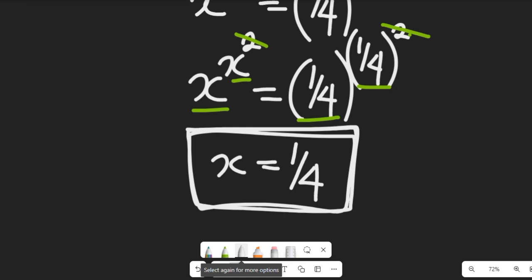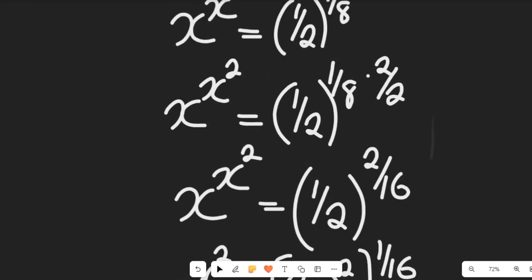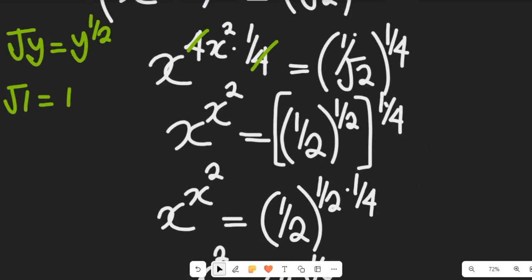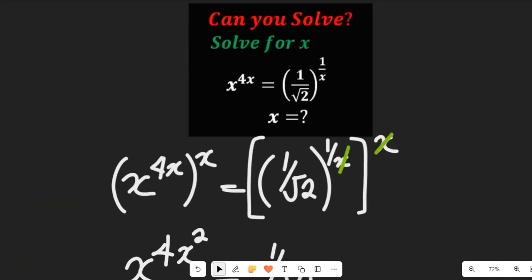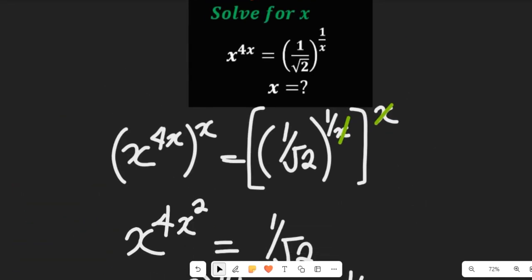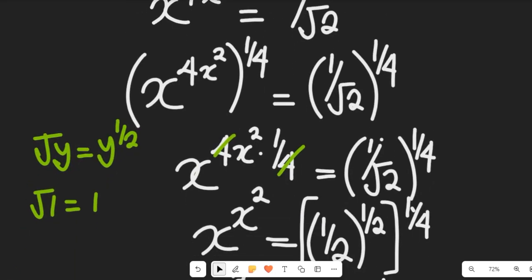Now I want to give you an assignment. I want you to take your time, take the value of x equal to 1/4, and insert it into the original equation up there, which is the equation given to us. See if the left hand side will be equal to the right hand side. If that is the case, then our solution is absolutely right.